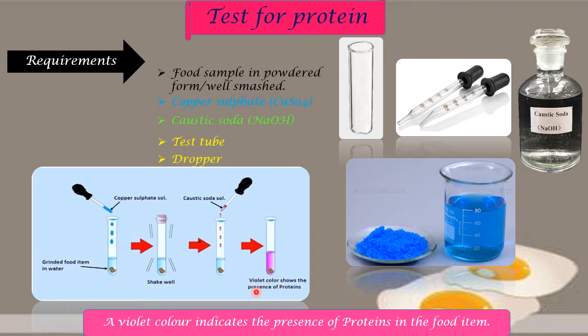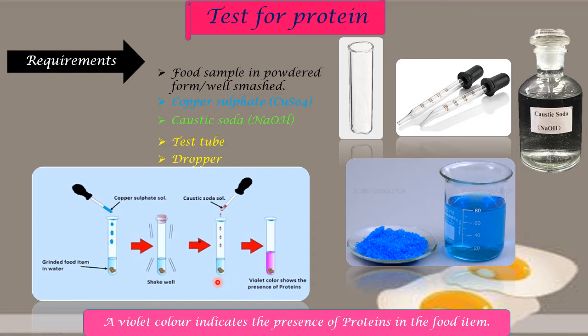So here you should get violet color. This violet color shows that there are proteins present in it. This shows the presence of protein in the food item. That is what is given here. A violet color indicates the presence of proteins in the food item. If you get any other color, then you can be sure that the food item doesn't have any protein content in it. Alright, so this is how we are confirming whether the food item contains proteins.